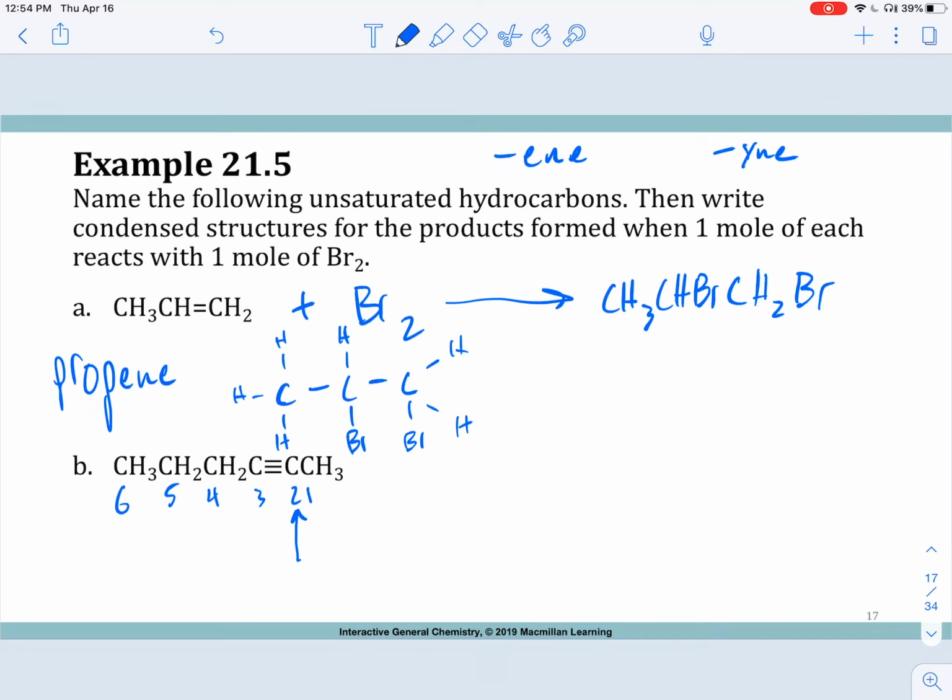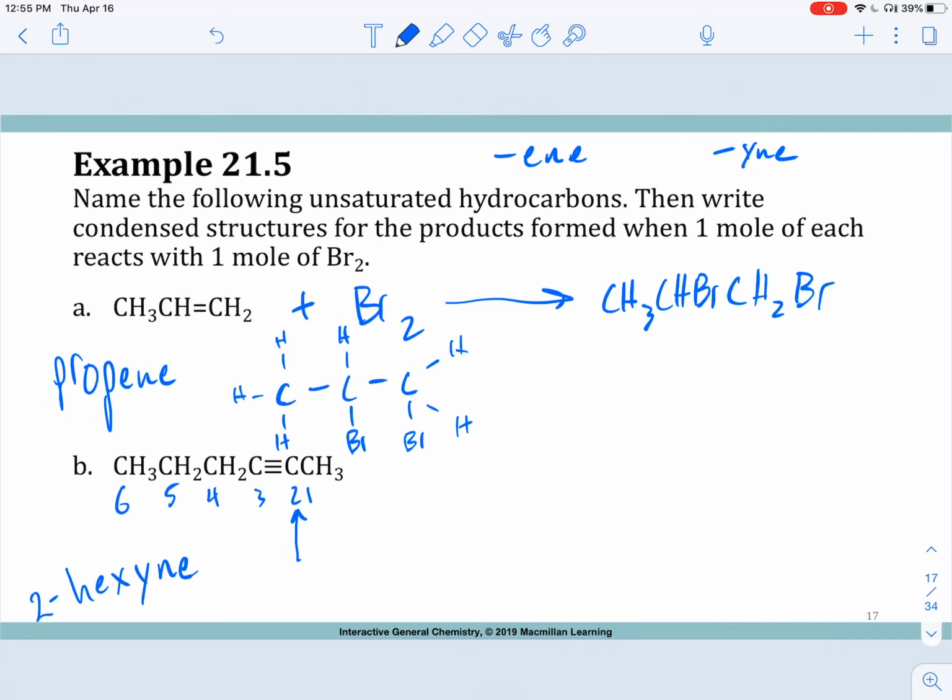So naming wise, what would we name this thing? Well, 6 would be hex. And it's not hexene, this is hexyne. Looks kind of weird. It is kind of a weird looking name. Hexyne. And now where is the triple bond? It's at the 2 position. So, good old 2-hexyne. So we're starting with 2-hexyne.